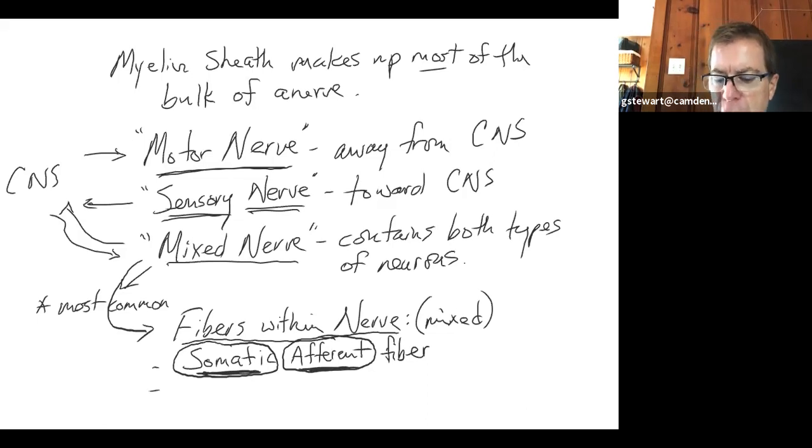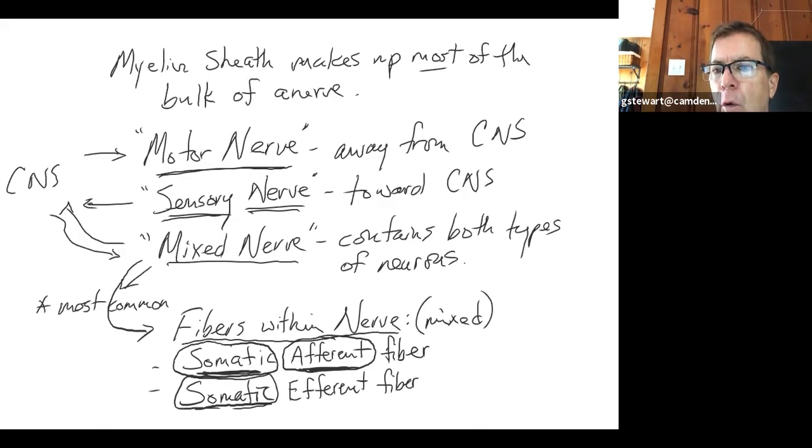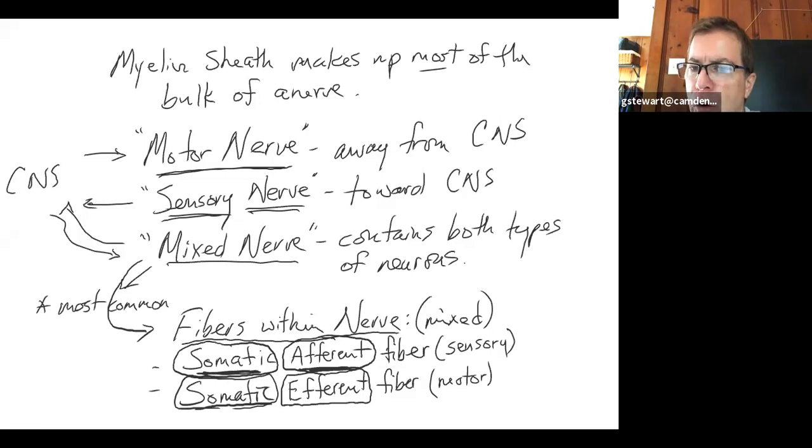Within a mixed nerve, we also have somatic efferent fibers. This means skeletal muscle. Efferent is a directional term meaning moving away from the central nervous system. So this would be sensory, and this would be motor, carrying a command toward the skeletal muscle, not away from it.